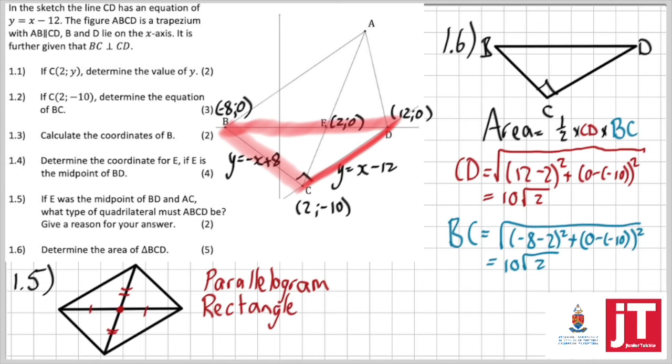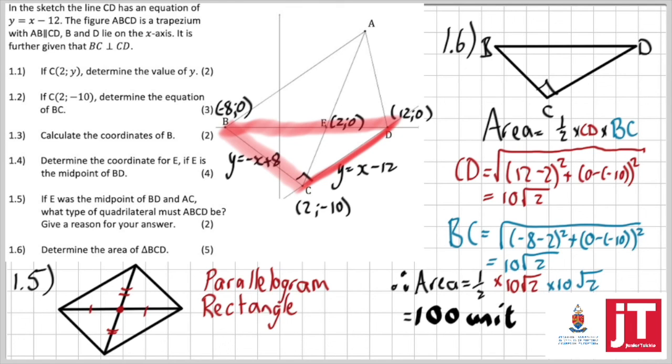It's isosceles. So this could have been another kind of question: classify your triangle according to the length of the sides. Well, this would be an isosceles triangle. But I'm getting sidetracked here, so let's get back to the question. If I substitute those values in, then the area is a half times 10 root 2 times 10 root 2 for CD and BC. Putting it into my calculator, I get 100 units squared.